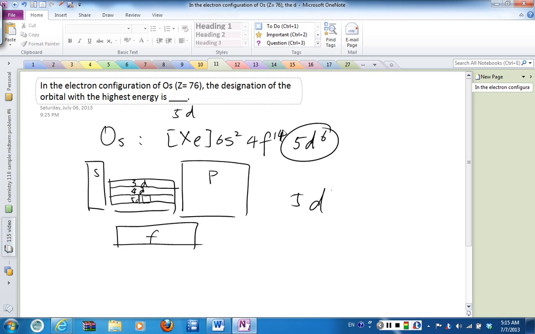In this way, you don't really need to do any electron configuration. All you need to do is look and count up to 4, 5, 6. Pretty easy to do, right?